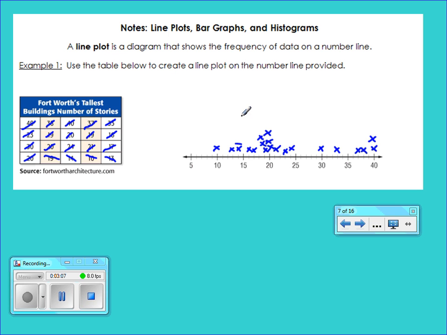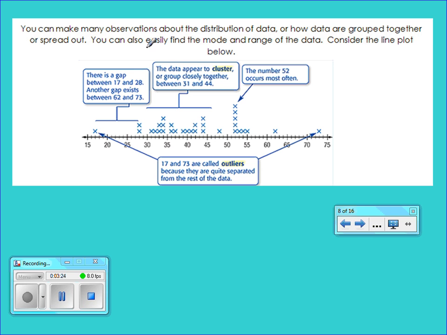So these are the kind of things you're going to take a look at on your line plot, and you might be able to generate some questions, or you might be able to answer some questions using the line plot. Okay, when you look at your notes on the next little section, it talks about how you can make observations about the distribution of the data that you've plotted. Why are they grouped together in a certain area, or how are they grouped together? And find the mode and the range of the data just based on looking at it.